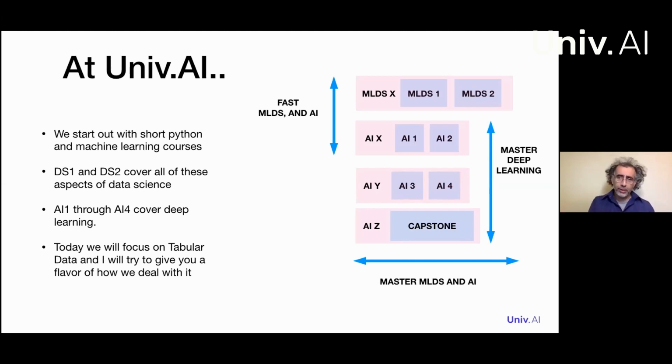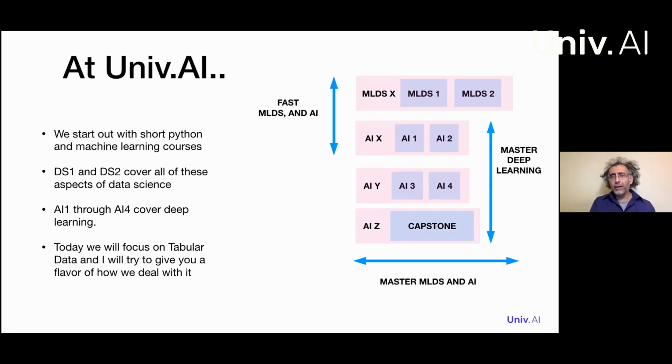Now, all the light blue things in this diagram are the courses, and the pink things are the programs which encompass these courses. There are 3 certifications that come out of this. There's a Master of Deep Learning, which does all the AI courses, AI 1 through 4, and then the capstone course on top of it. There is the Master of Machine Learning, Data Science, and AI, which is everything. And then there is Fast ML Data Science and AI, which just does the initial part of the AI courses and the initial part of the data science courses.